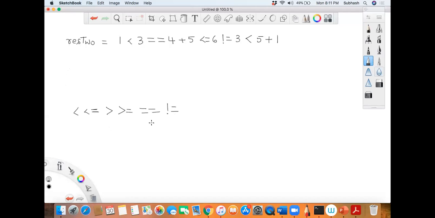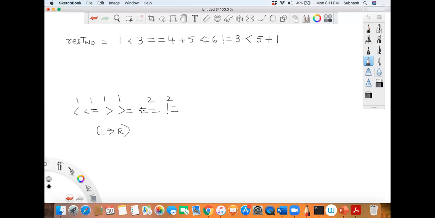Out of this, who is having the highest priority? Less than, less than or equal to, greater than, and greater than or equal to. These four have the highest priority, and equal to and not equal to are having the second priority. The associativity is from left to right. Is that okay, guys?